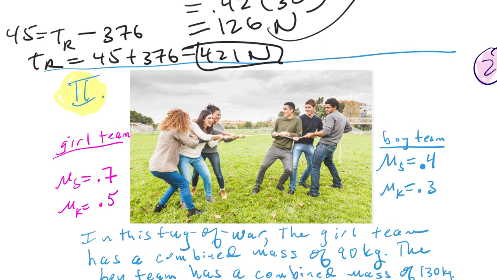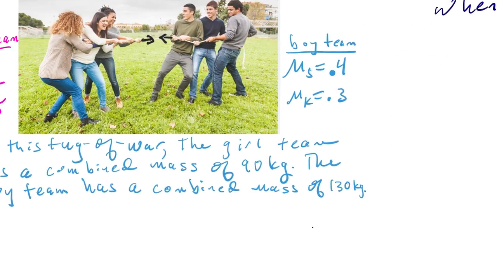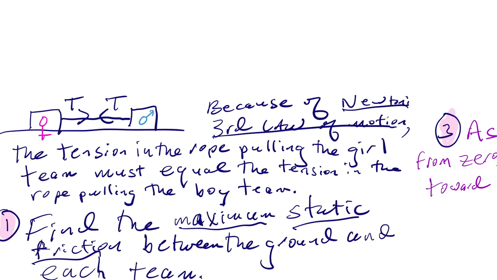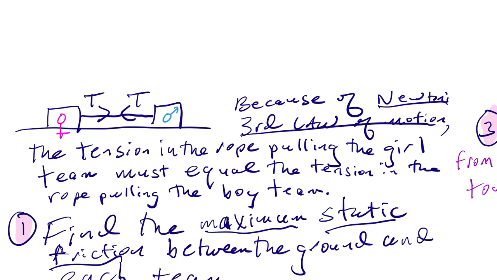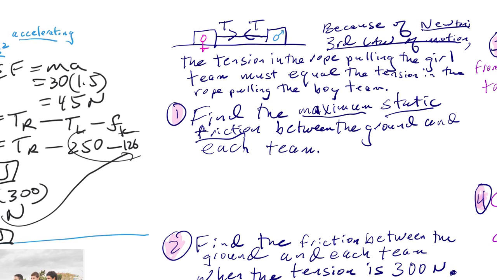Okay, the next question is the tug of war. I'm trying to tell you that the tension that this team is pulling with has to equal the tension that this team is pulling with, because that's Newton's third law. I think I said that right here. The tension in the rope between the two teams pulling is the same because of Newton's third law. So I said that right there.